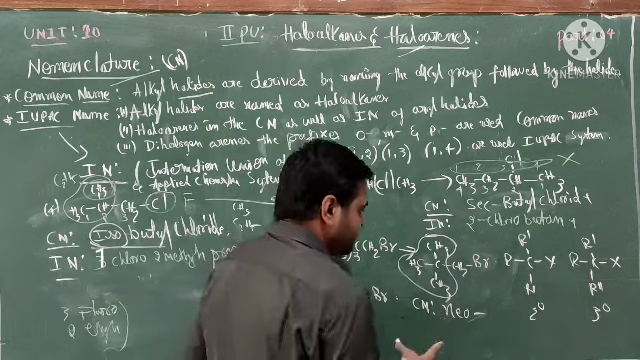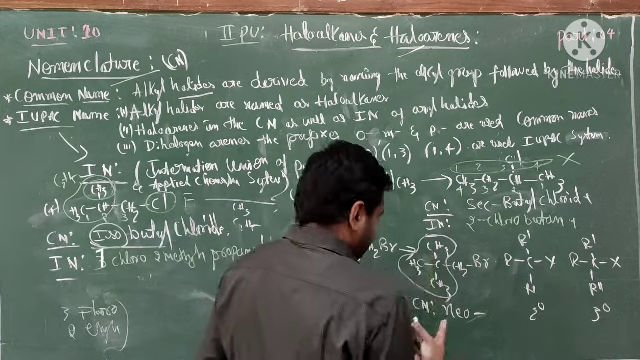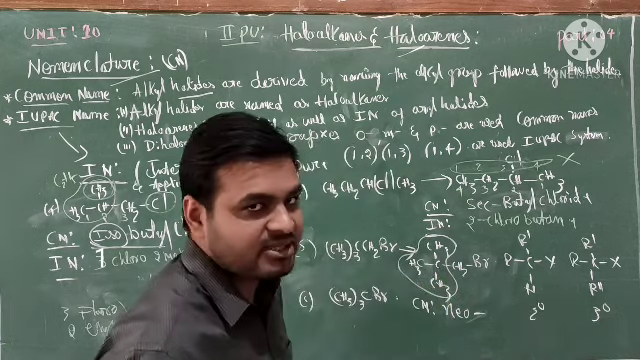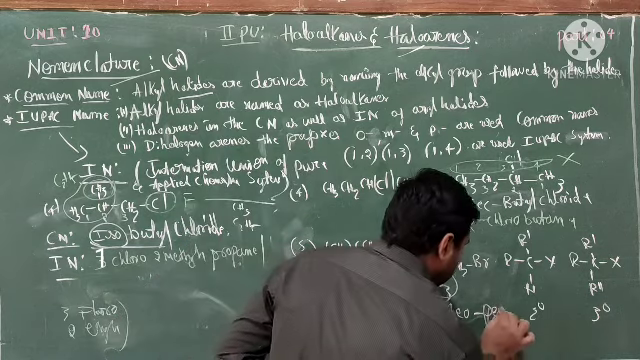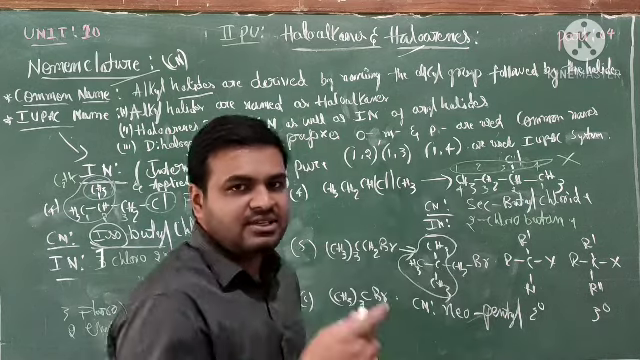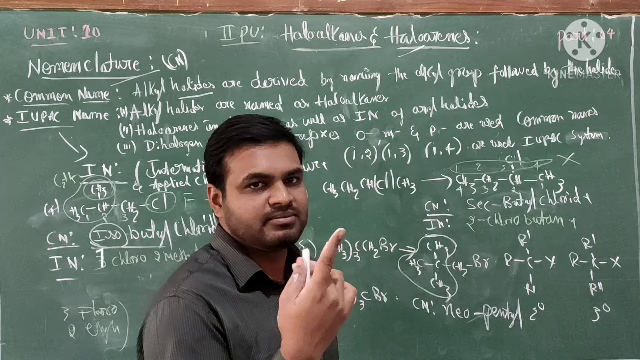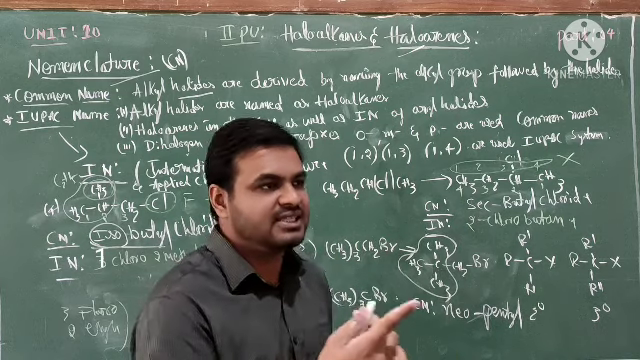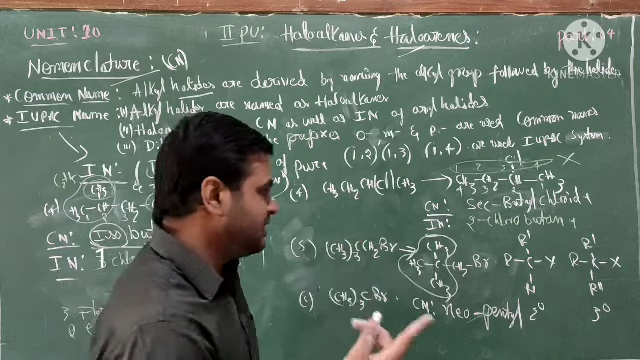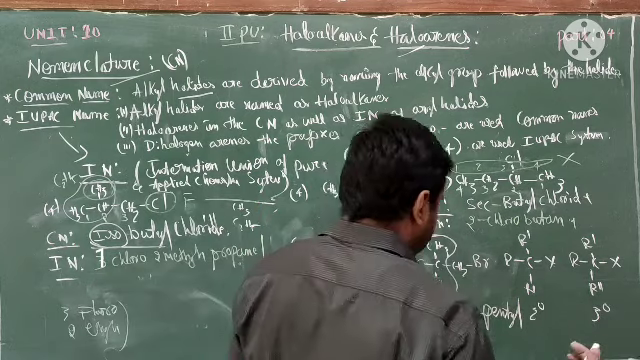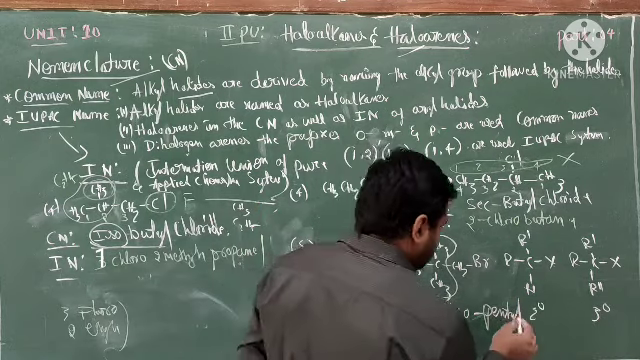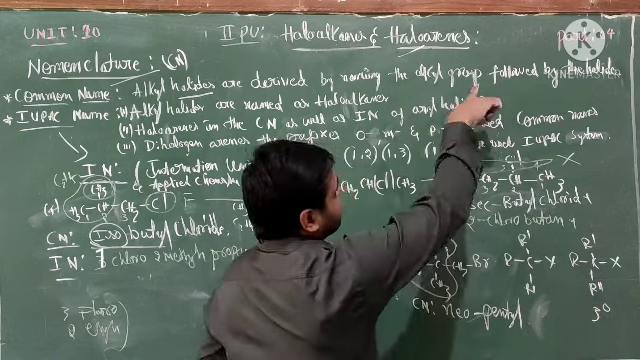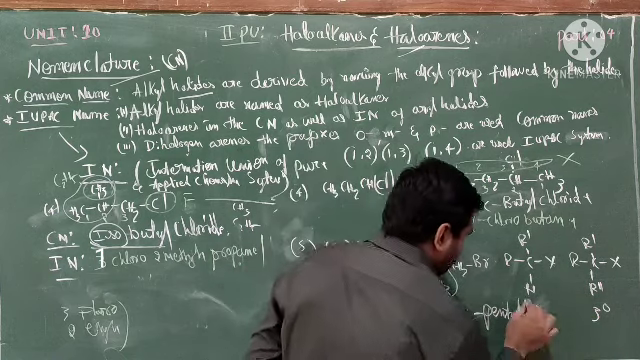You write neo. Then naming: 1, 2, 3, 4, 5. 5 carbon atoms is pentyl. Methyl is 1 carbon atom, 2 is ethyl, 3 is propyl, 4 is butyl, 5 is pentyl, 6 is hexyl. Okay? Then heptyl, octyl, likewise. So pentyl, then for the halogen attached to this alkyl group, this halogen is bromide.